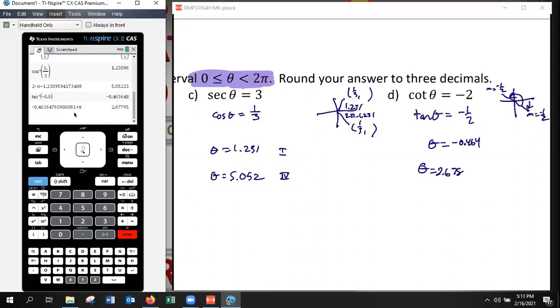And now let's go ahead and add another pi so we can get our quadrant 4 answer. So add pi, and there we get our quadrant 4 answer, 5.820, if we do our rounding. That's our quadrant 2, that's our quadrant 4. So all of that work that we've done geometrically on the circle is very, very important.